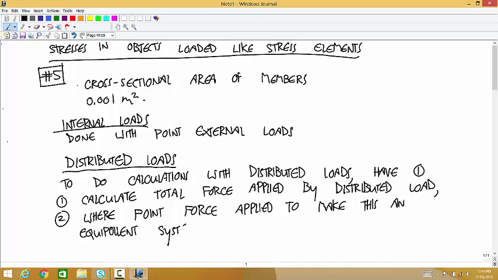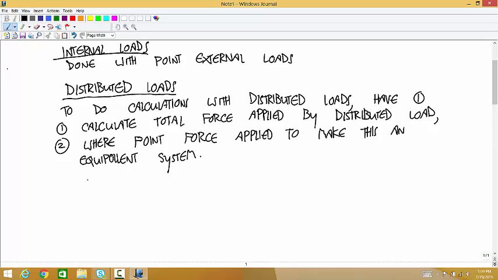Something that's going to come up now in using distributed loads for internal loads is you have to know at what stage is it okay to replace a distributed load with a point load? If you do it at the wrong time, you're going to get the wrong answers. So when can you make this switch to a point load?